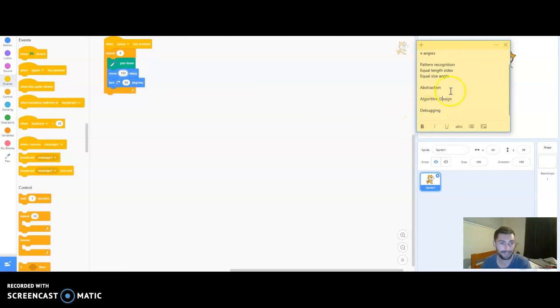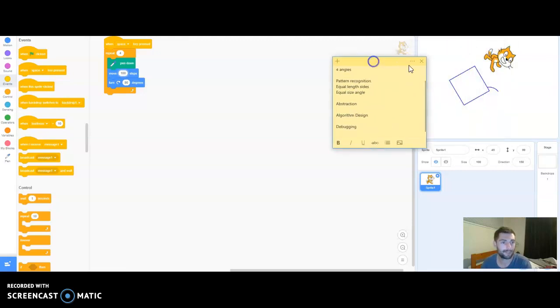And finally, the debugging came in when we changed that little curved line into a square, and all we did was change a little bit of our code, and that was our debugging stage. And there we have it. All 5 steps of the computational thinking process in one video.